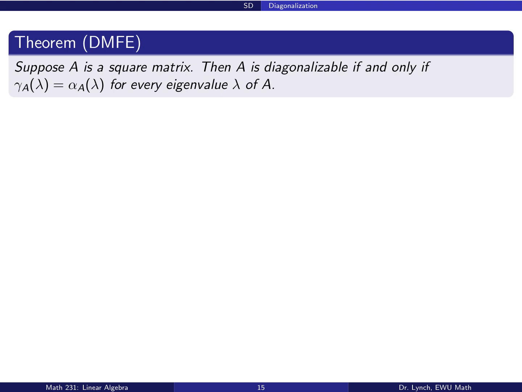Here's the theorem that we'll state without proof: A is diagonalizable if and only if the geometric multiplicity of every eigenvalue is equal to the algebraic multiplicity. So this ensures that we have the right number of linearly independent eigenvectors to cook up the matrix R that does the diagonalizing, or the matrix S, as we called it in the last example.